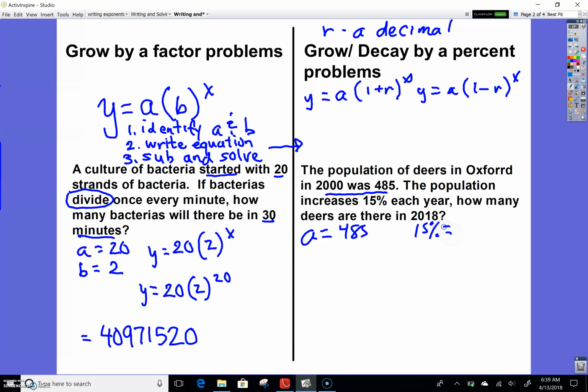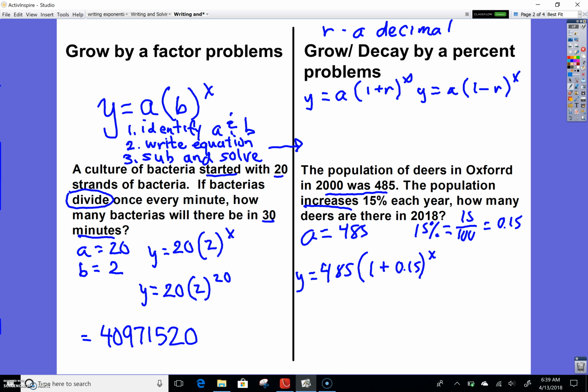15% is equal to 15 over 100, which is equal to 0.15. Okay. So A is 485. Okay, so it increases, right? So I'm going to add 0.15 to the x power. Okay, so that's my equation.